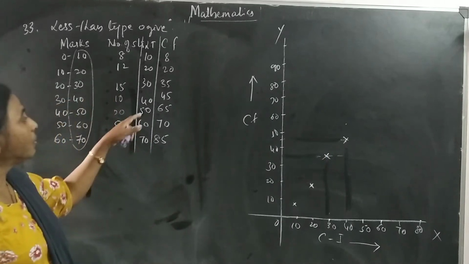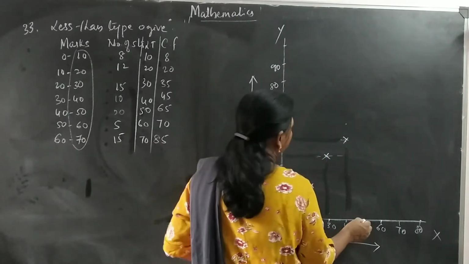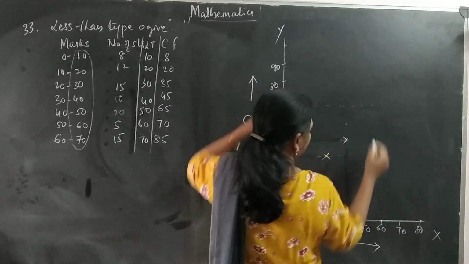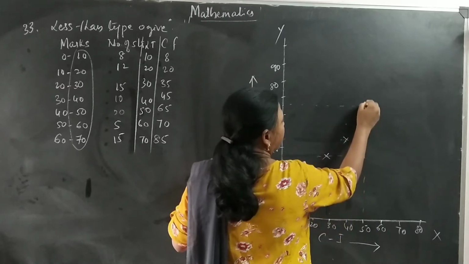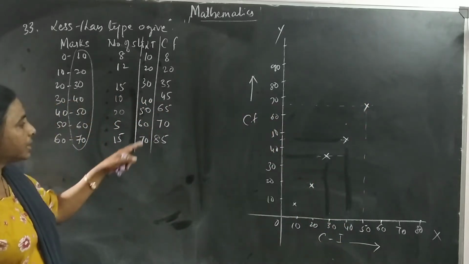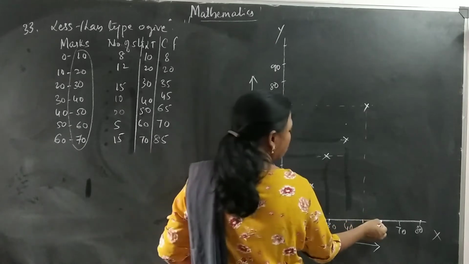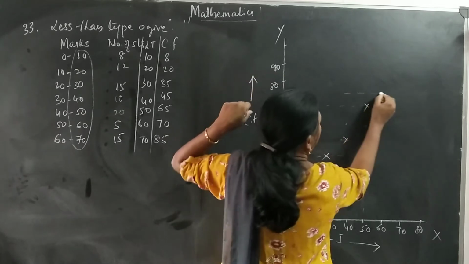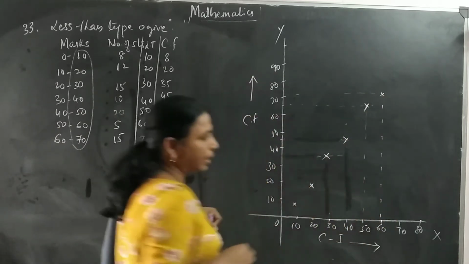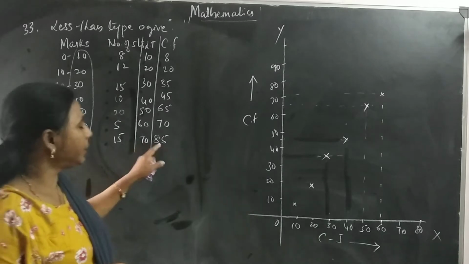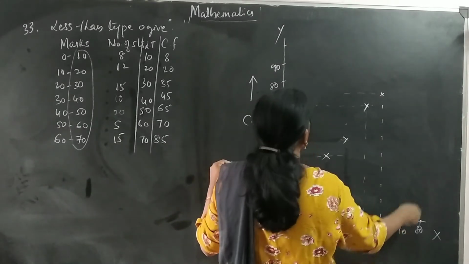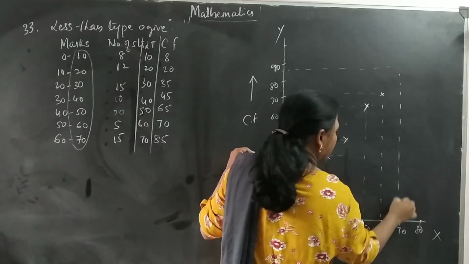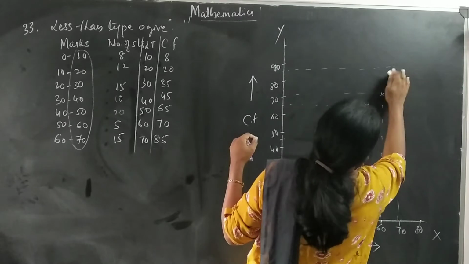Alright. Now from 50 to 65. Let me start from 50. Go to 65. 65 is in between 60 and 70, isn't it? So here from 50. So it comes over here. Next is 60 to 70. From 60 I should go to 70. 70 is here. Okay. Correct? 60 to 70. 70 to 85. From 70, I should go to 85. 85 is in between 80 and 90. See? So this is the point.